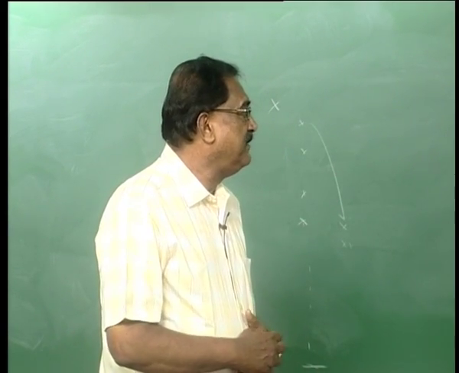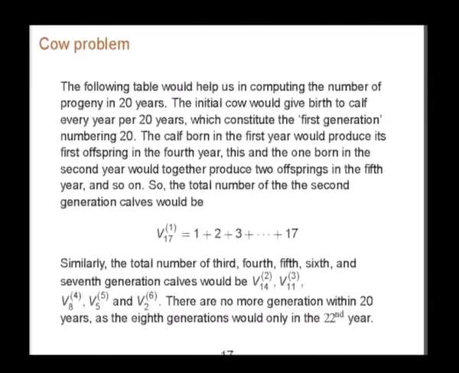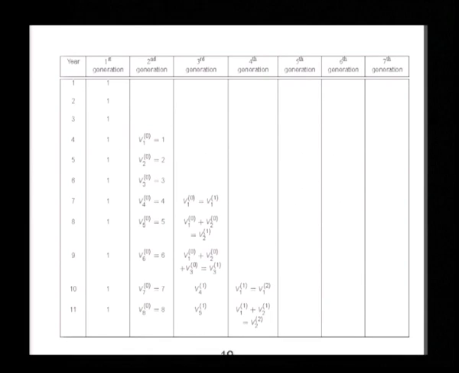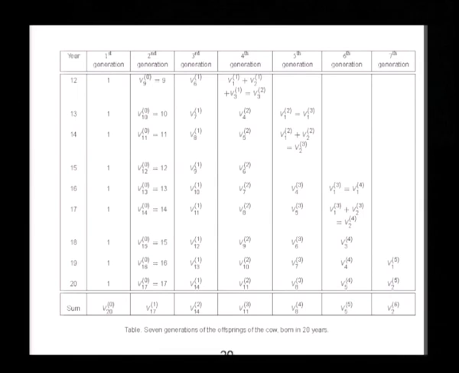Similarly, the total number of third, fourth, fifth, sixth, etcetera will be V(14,2), V(11,3). You see, the second sum of 14, third sum of 11, fourth sum of 8, fifth sum of 5, and sixth sum of 2. So no more generations within 20 years, as the 8th generation would be only in the 22nd year. Let me show the table so it will be clear. The first generation is 111, etcetera, first year, and it goes on in the next slide also.